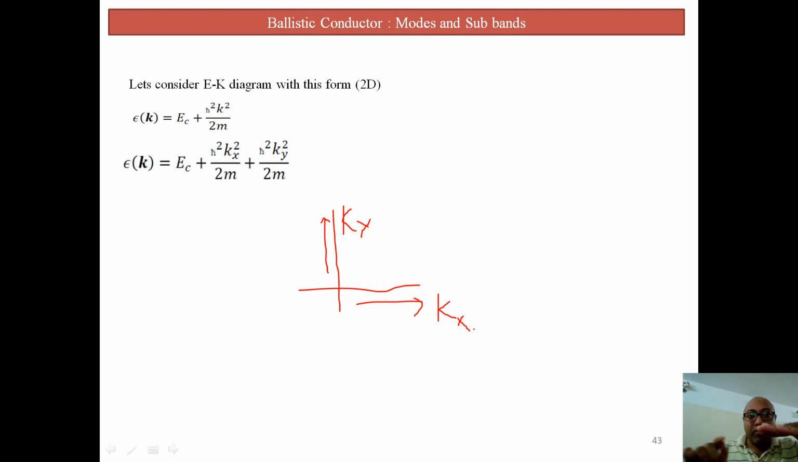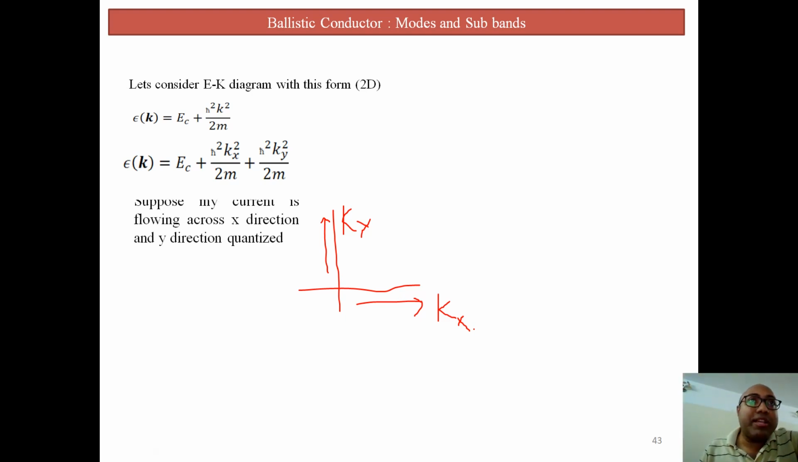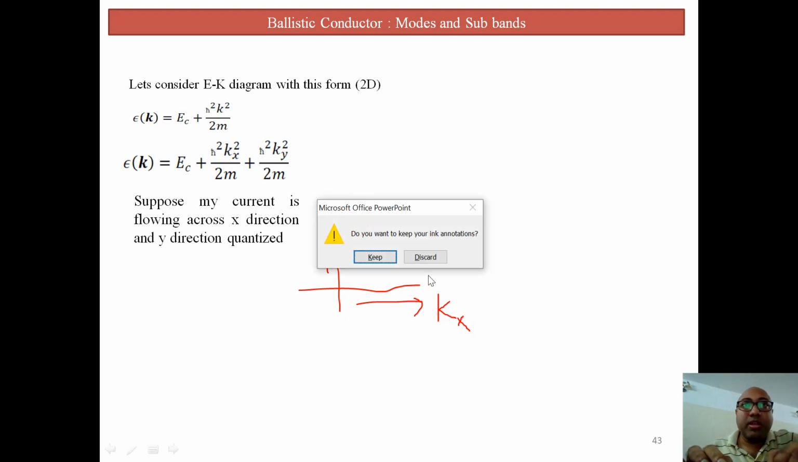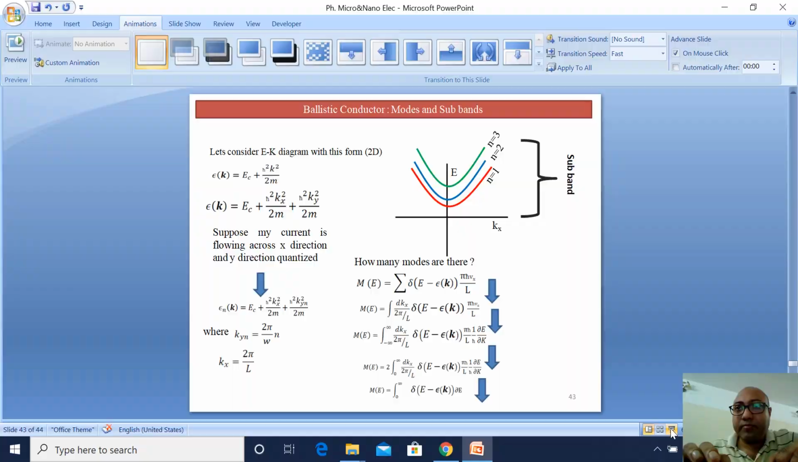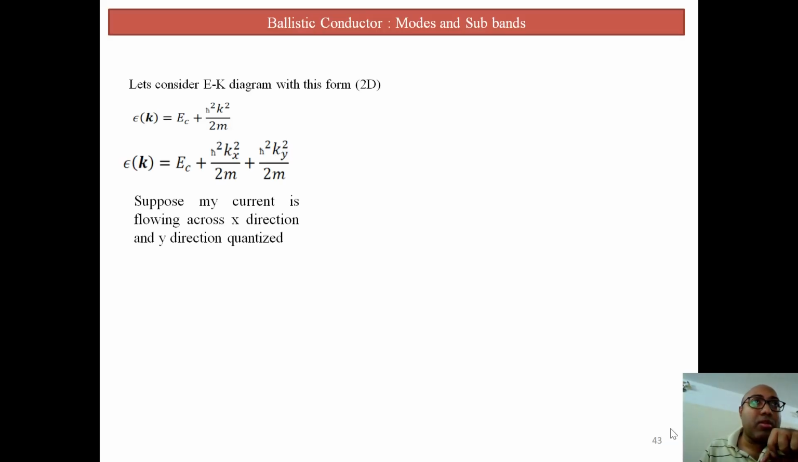You have a ky value, and at that value you plot one E-k diagram. You go to another ky value, and you get another E-k diagram. You go to another ky value, and you get yet another E-k diagram. So this is the idea.